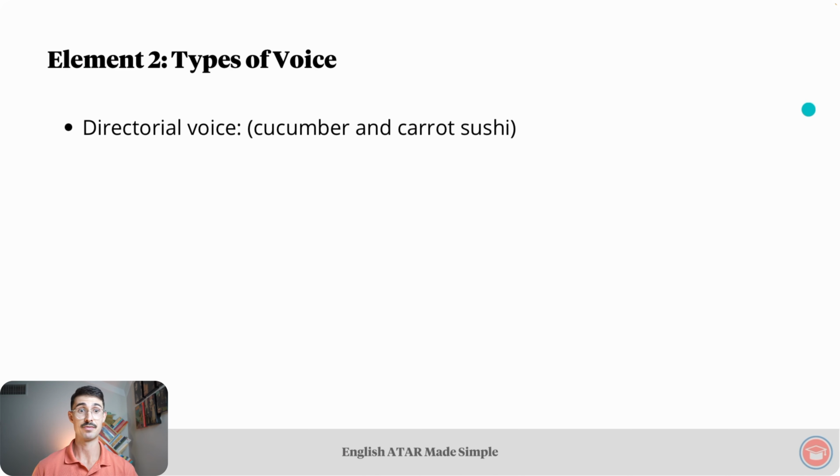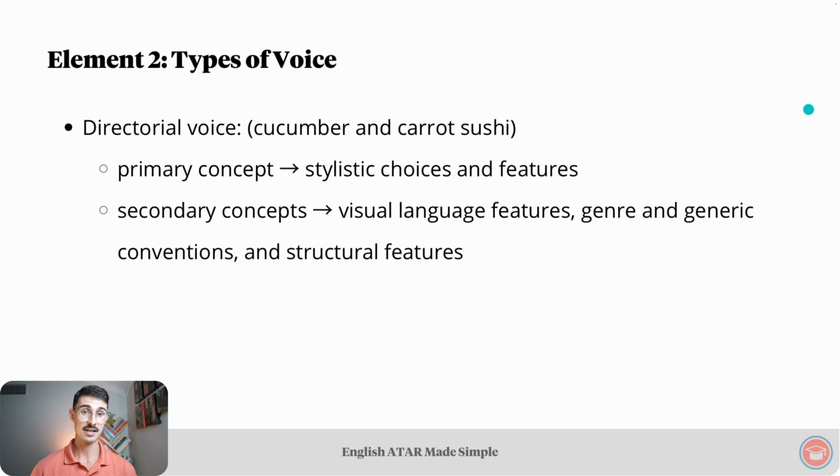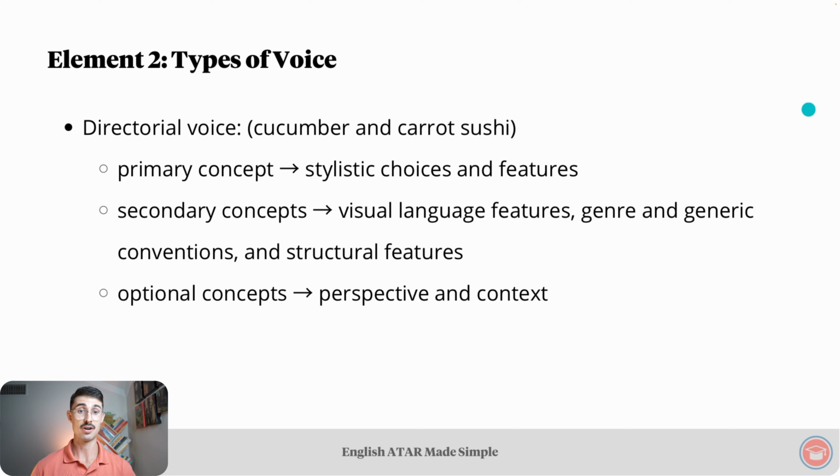Our next type of voice was directorial voice, or cucumber and carrot sushi. The primary concept, or super relevant concept, was stylistic choices and features. The secondary concepts, or very relevant concepts, were visual language features, genre and generic conventions, and structural features. Optional concepts were perspective and context.